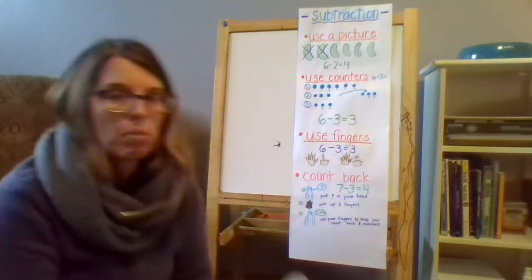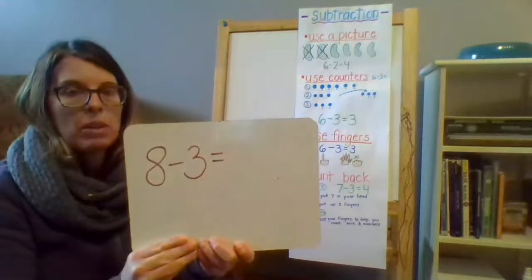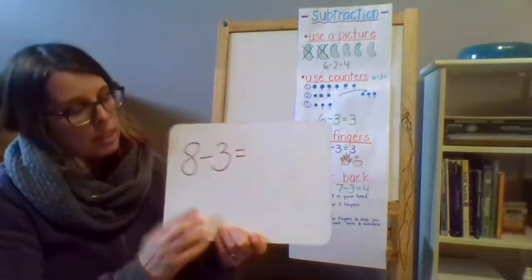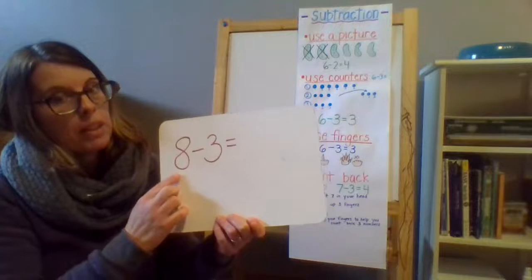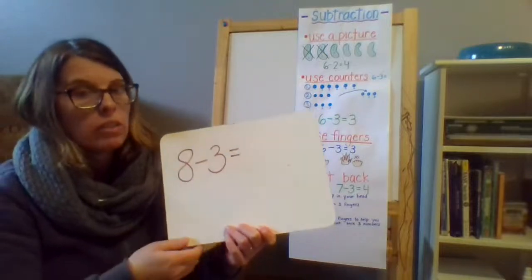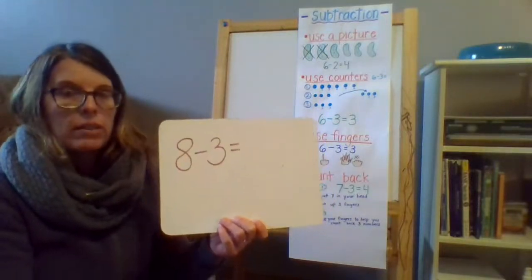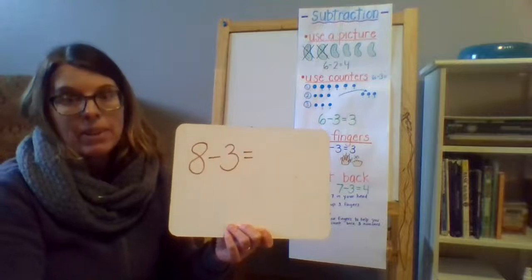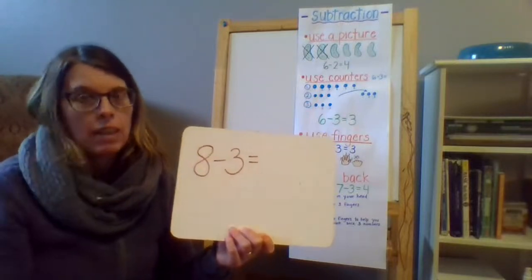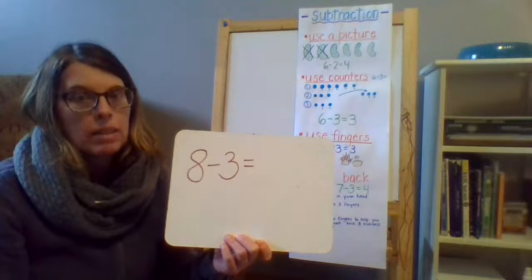So in this problem, which number is the biggest number? Which is our whole? Yeah, it's 8. So you're going to put up 8 fingers. There's different ways to show 8, so you'll have to think about how you want to do it. So go ahead and put up 8 fingers, and then I'll show you 2 different ways that I can think of that I would easily make 8.